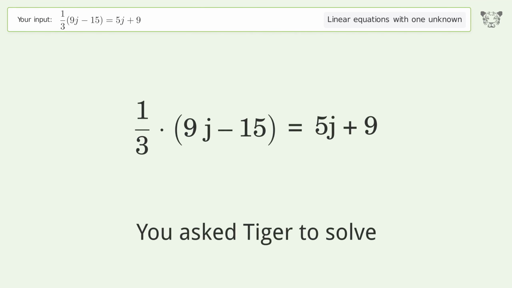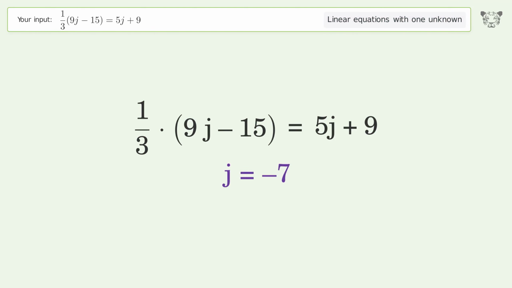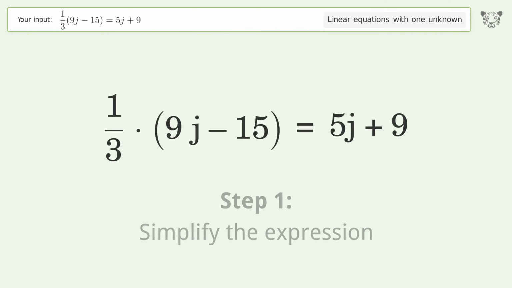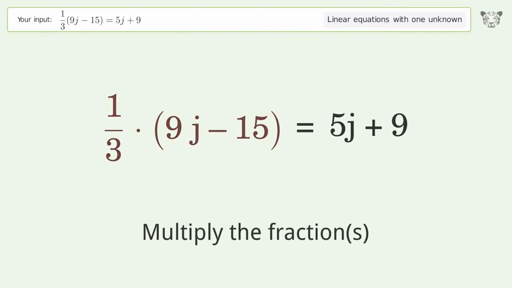You ask Tiger to solve. This deals with linear equations with one unknown. The final result is j equals -7. Let's solve it step by step. Simplify the expression. Multiply the fractions.